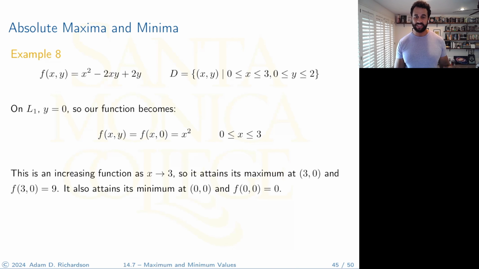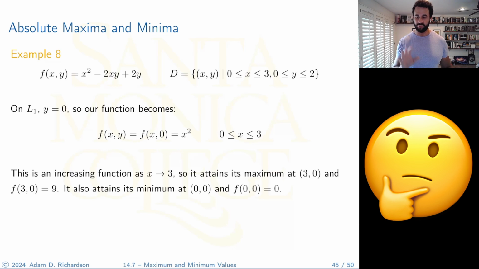So x squared is an increasing function as x goes from 0 to 3. Because it is increasing, that means it achieves its maximum at the point (3, 0). Plug that into our function, and f(3, 0) is 9. It also has to attain a minimum value over here, so we plug that into our function and we get 0. So on L1, we have these two potential candidates for a maximum and a minimum value of our function f. Right? So let me pause for a minute here. Think about what we just did before we go do the other lines.